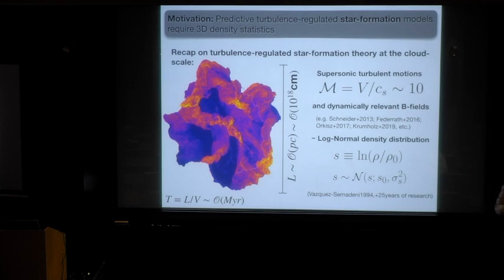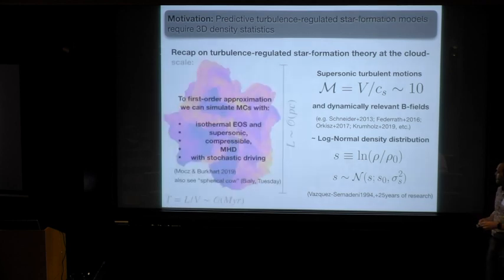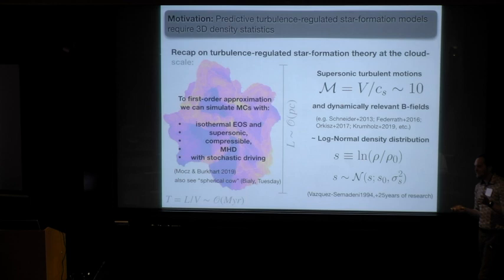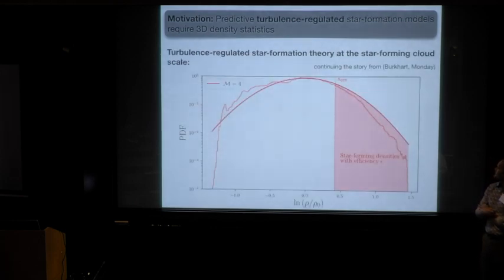But these clouds are typically Mach 10, so very supersonic, and they do have dynamically relevant magnetic fields. So the first order approximation to these clouds, which was part of the discussion, I think maybe on Wednesday or Tuesday, is isothermal equation of state, supersonic compressible MHD with stochastic driving. There's no gravity here. Sorry about that. But yeah, so these are my spherical cows. And what does our spherical cow look like as a distribution? So this is a beautiful molecular cloud. Looks wonderful. This is what it looks like to a theorist.